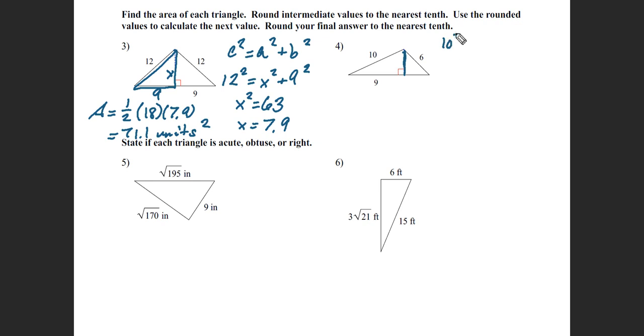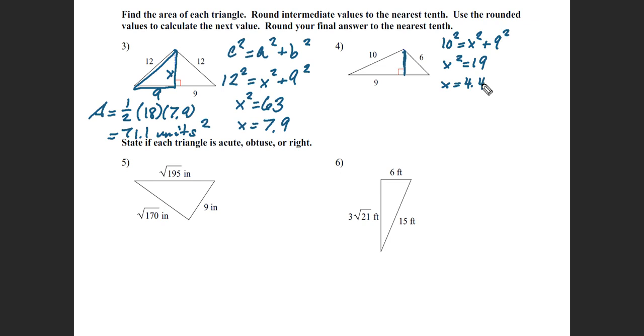So if we set up Pythagorean Theorem for that left triangle here, we'd have 10 squared equals x squared plus 9 squared. All right, then from there, 10 squared is 100, minus 9 squared, that would be minus 81, which would give us 19. And when we take the square root and round to the nearest tenth, we get 4.4.